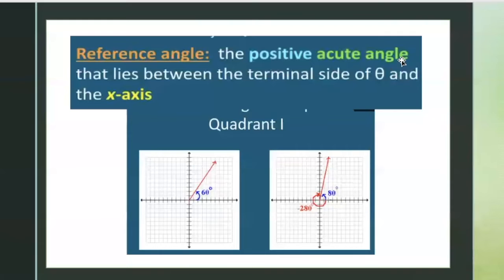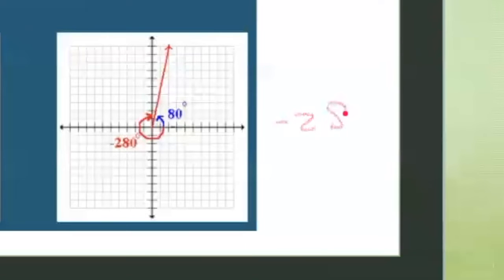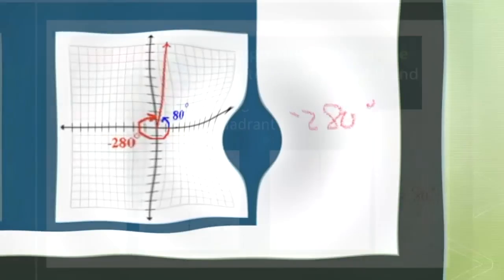Now, a reference angle is a positive acute angle that lies between the terminal side of theta and the x-axis. So for quadrant 1, as you can see, the reference angle, 60 degrees, is between the terminal side and the red line, which is the reference line. Same thing if I have minus 280, it will be going in the other direction. As you can see, I am going in a clockwise direction, but the reference angle is between the x-axis and the red line, which is the terminal side, or the terminal line, or terminal ray.